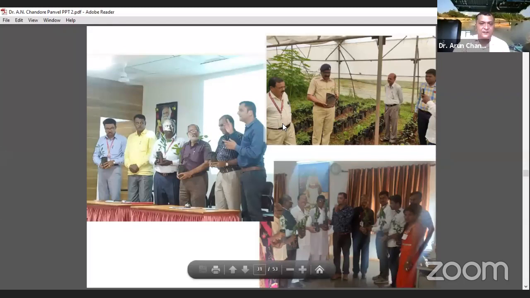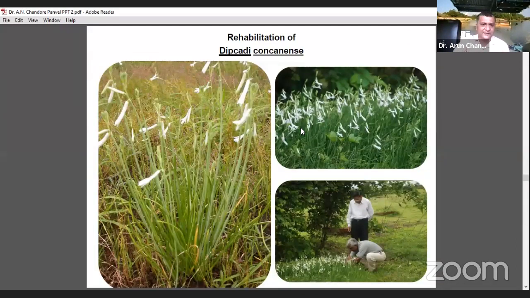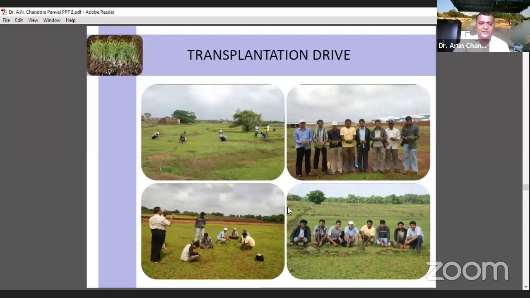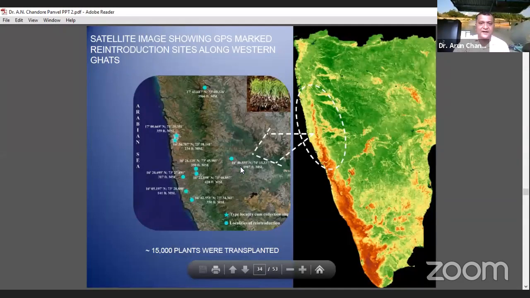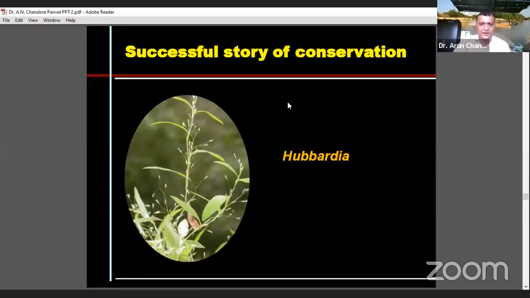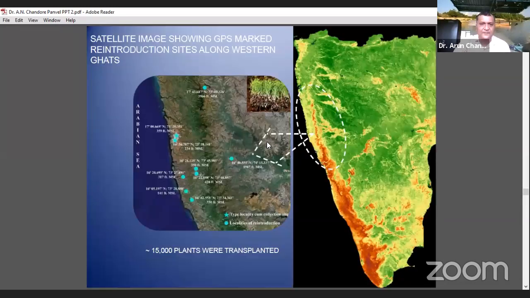Then second, this is Ceropegia konkanensis. I already told you it is a rare plant. This is Camptorrhiza indica. When I was a PhD student, we removed this plant from its type locality because of a construction area, and after that we replanted and rehabilitated it in other similar habitats in the Western Ghats.